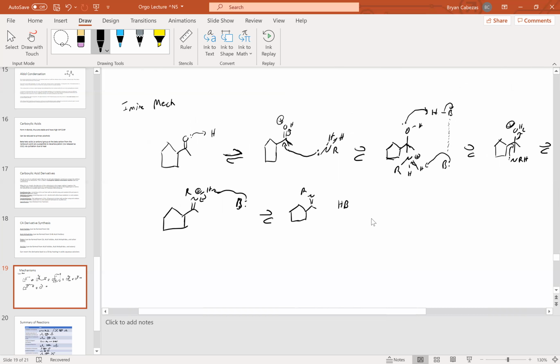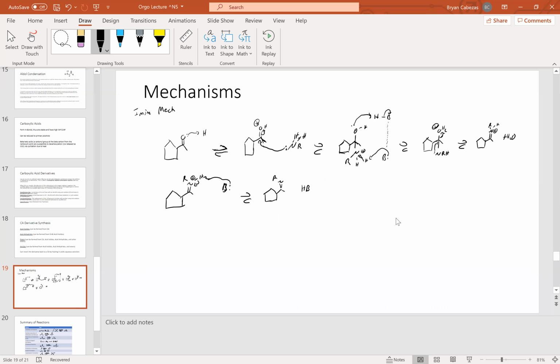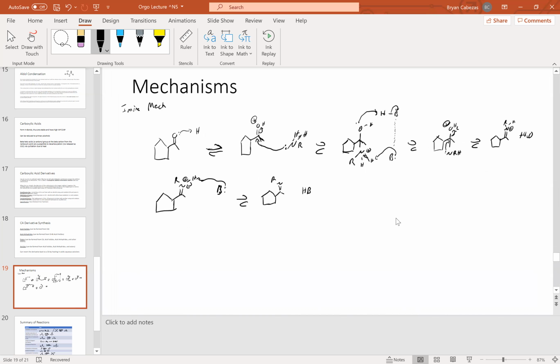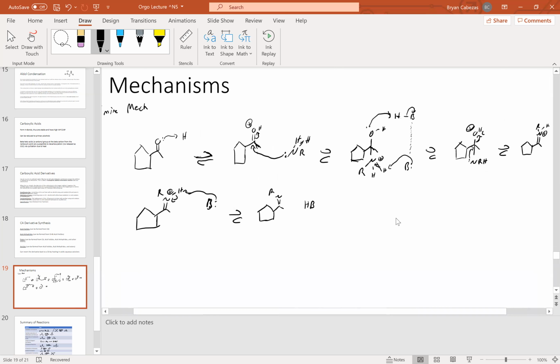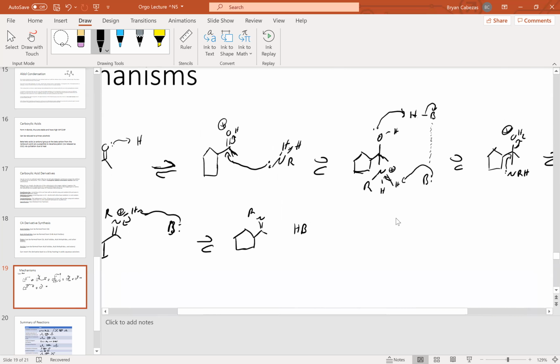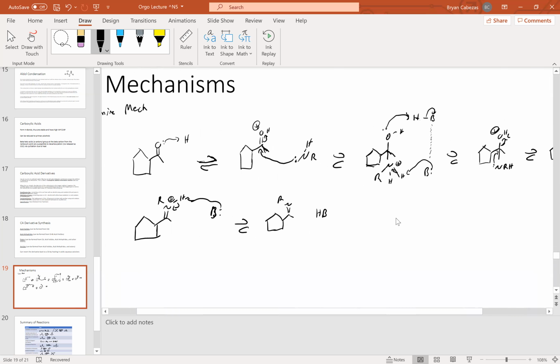Okay, so you can pause this right here to write down the mechanism. And the only difference between the imine mechanism and the enamine mechanism is really the last step, right? This step right here. So if we were to just rearrange a couple things, what we would have is that rather than have a hydrogen here, remember our enamine, so let's just write that down over here.